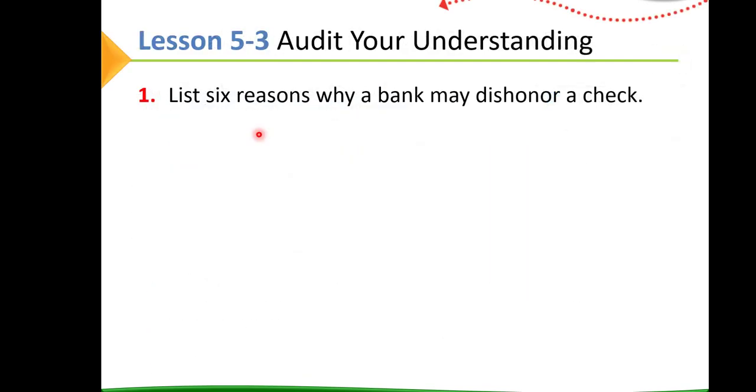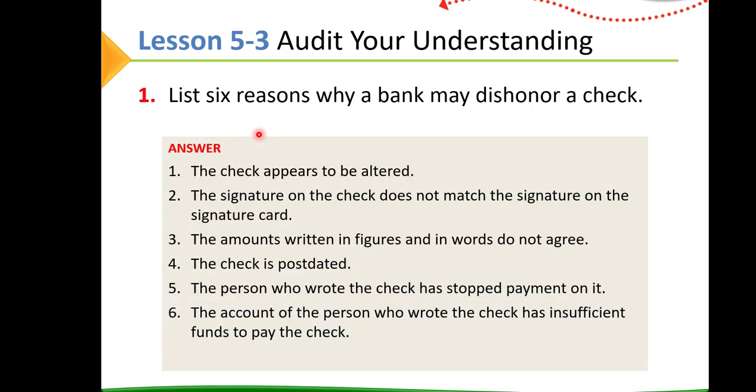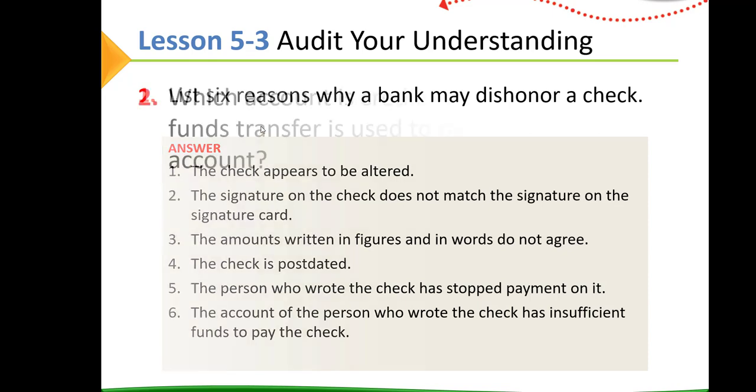The 6th reason a bank may dishonor a check: the check may appear altered. The signature on the check does not match the signature on the signature card, which is a digital card now, but they used to actually have signature cards to confirm your signature with. The amount written in the figures and the words do not agree. The check is post-dated. That means you're depositing it and it's dated 3 days after you deposited. That's a post-dated check. It's not dated for the date that it is. The person who wrote the check has stopped payment on it, and the person that wrote the check has insufficient funds to pay for the check.